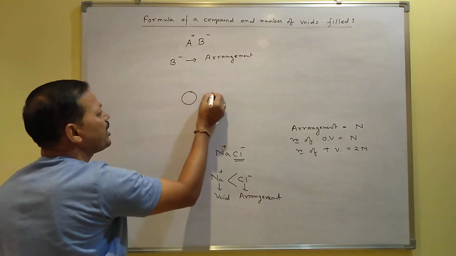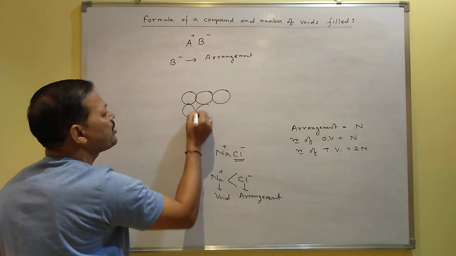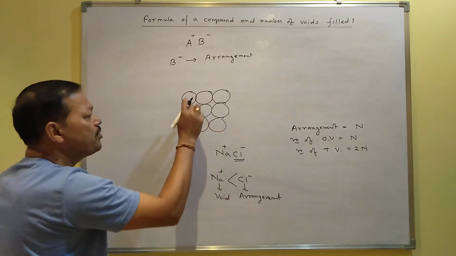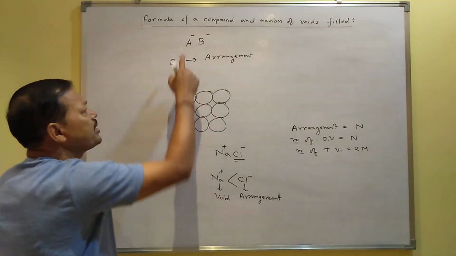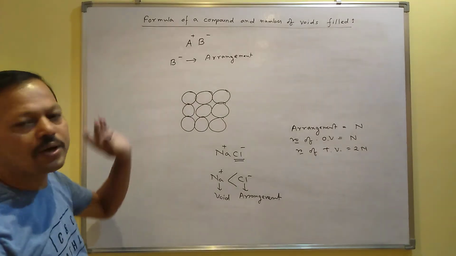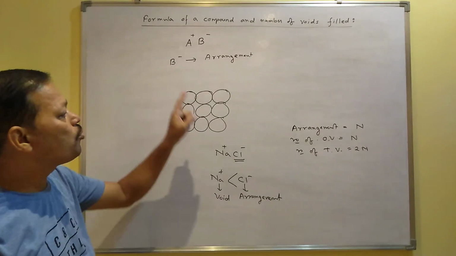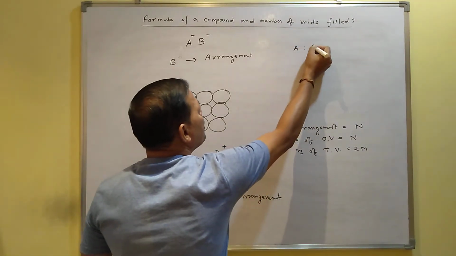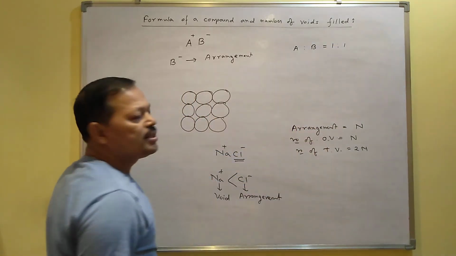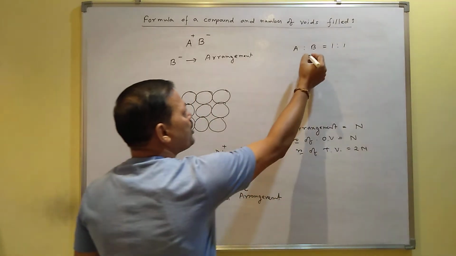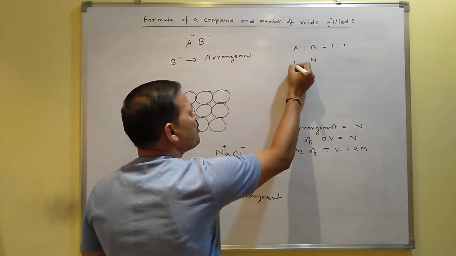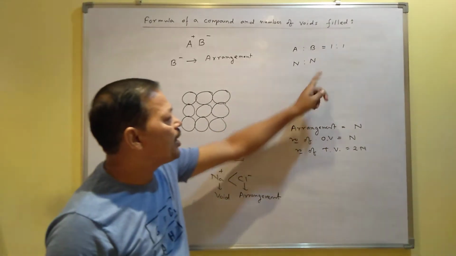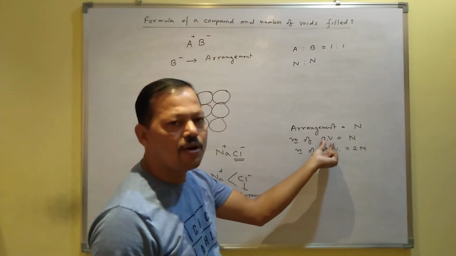If you arrange the particles this way, then these particles are B minus ions, and these are the voids. Since the A plus ion is smaller in size, it will occupy the void. Now, in which void, whether tetrahedral or octahedral? Here the ratio of A and B is 1:1. Since it is 1:1, if the number of B particles is n, then the number of A particles should be n. It should be n:n, then you will get 1:1. And you get the n:n ratio when the particles are present in octahedral voids.